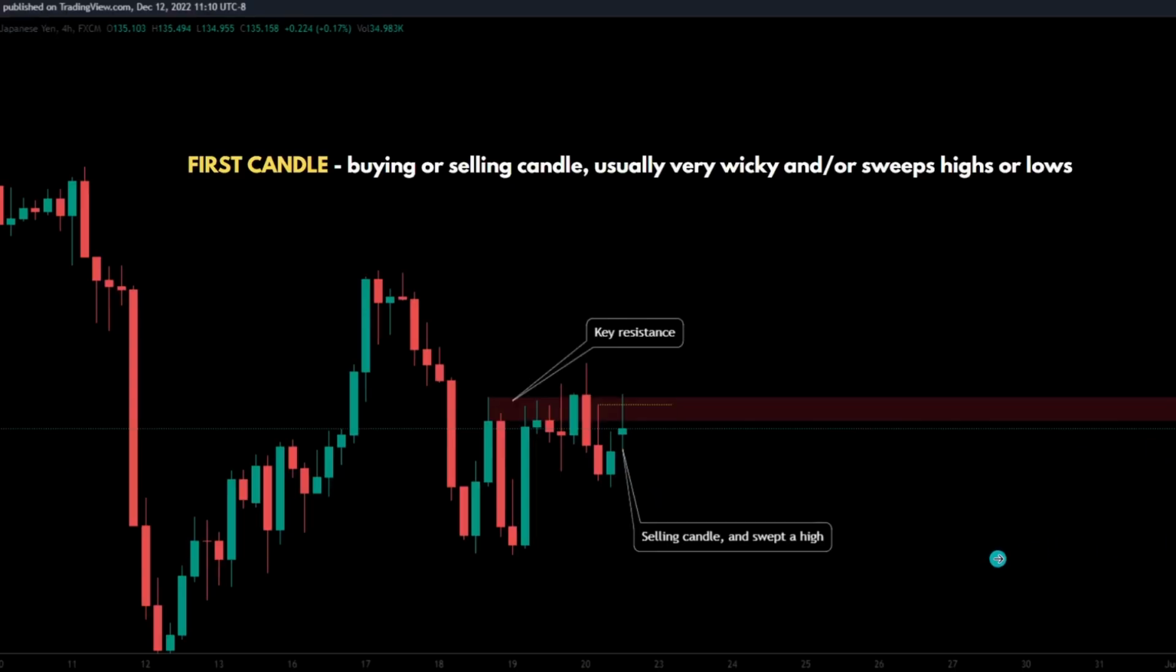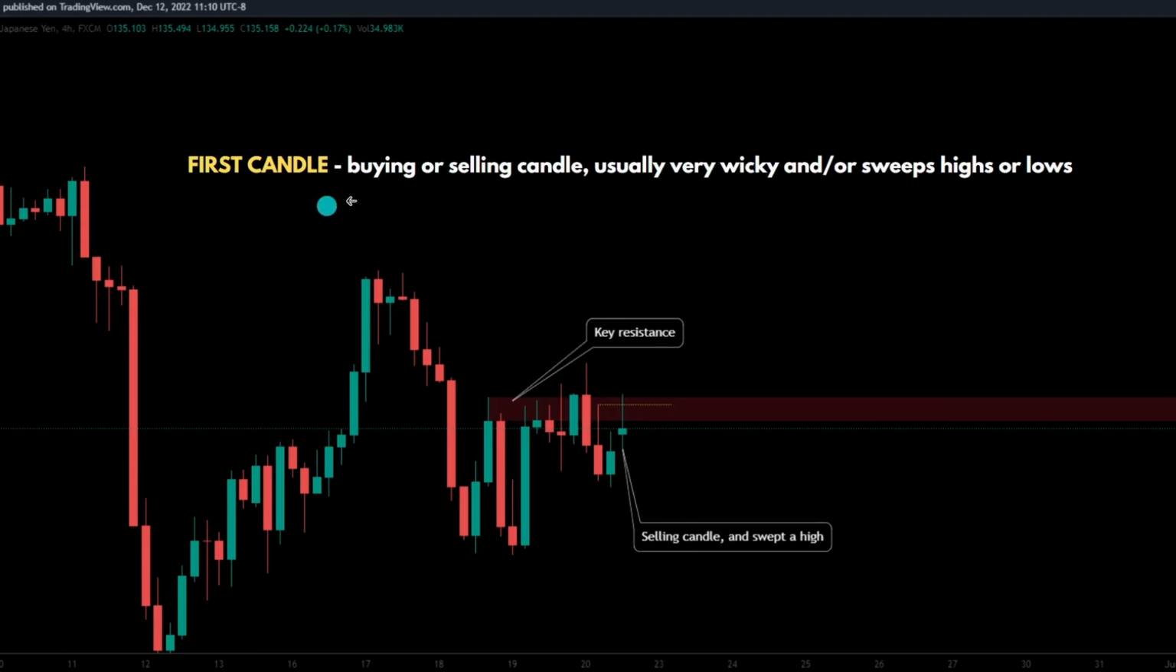Now we have an H4 candle. Okay, so first things first, you mark up the key resistance. This was key resistance, rejected, rejected, rejected. Try to push up, then get rejected. Then candle, rejected again. Closed as a bearish pin bar, very wicky, and swept this high.